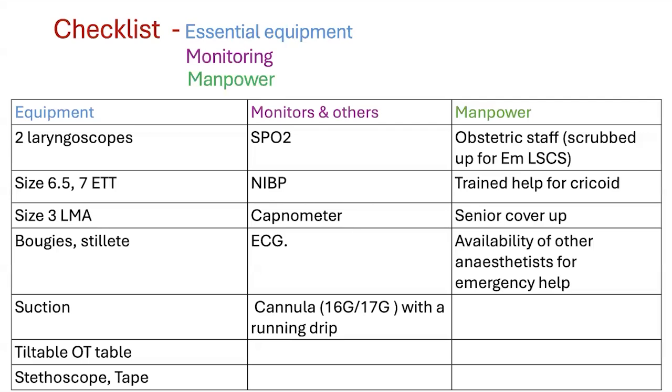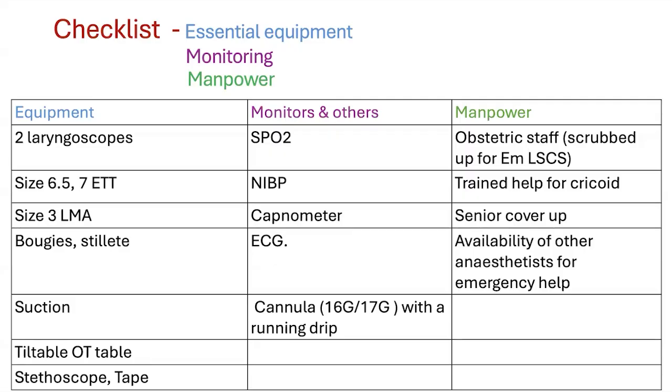So what are the equipment that we should have? 2 laryngoscopes, preferably the McCoy blade with the polio handle, and another, the conventional laryngoscope. Size 6.5, 7 and 8 tubes, size 3 LMA, bougie, stylet, suction, tiltable theater table, stethoscope, and tapes. Monitoring: standard monitoring, saturation, NIBP, capnography, ECG, and a running drip with a 16 gauge or 17 gauge cannula.